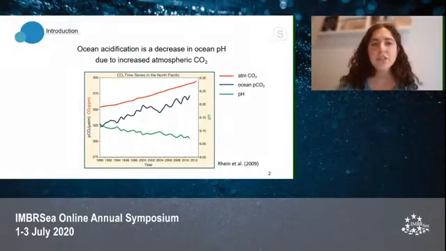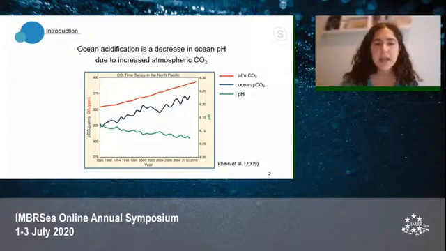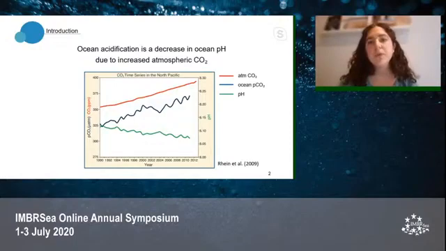So ocean acidification is a decrease in the ocean pH due to increased atmospheric carbon dioxide. And as you can see by this graph, the increase in carbon dioxide in the atmosphere is also followed by an increase in the concentration of carbon dioxide in the water, which leads to a decrease of the pH. The pH has dropped 0.1 units since the Industrial Revolution and is estimated to further decrease between 0.3 and 0.4 units by the end of the century.